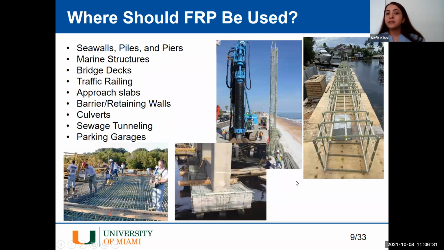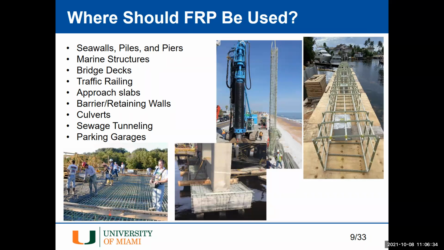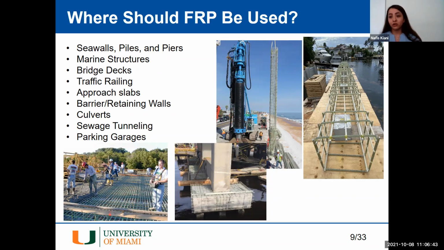So the question is, where should FRP be used? The FRP could be used in any concrete structures that are susceptible to corrosion, or some concrete structures that need minimum concrete cover. It could be used in seawalls, in piles, in piers, in marine structures, in bridge decks, in slabs, and also in parking garages. As you could see in the picture, these are all concrete members that are using GFRP bars instead of steel to eliminate the corrosion.